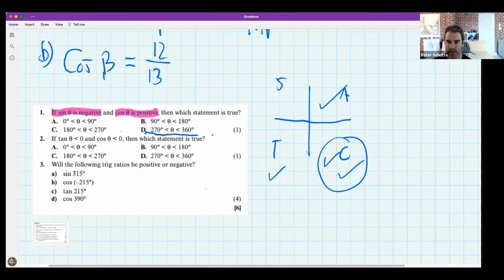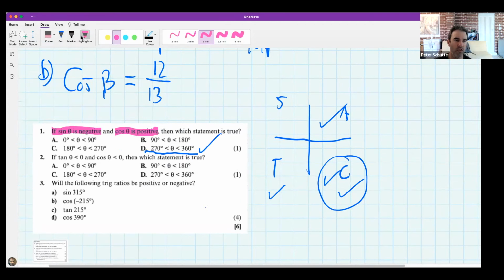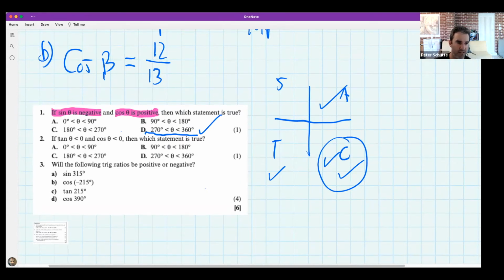Let's try the second one. So D is the correct answer. Well done, everyone. Let's try the second question. So can you do this one? If tan is negative and cos is negative, then which of the 4 options is going to be correct? Just want to make sure you know where your quadrants are here. If tan is negative and cos is negative, then which statement is true?